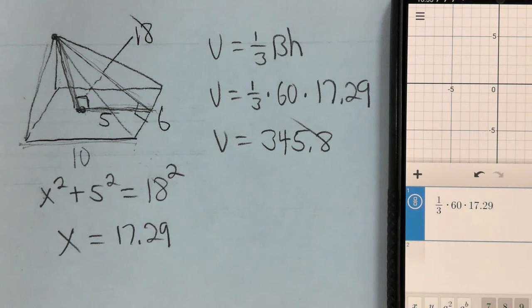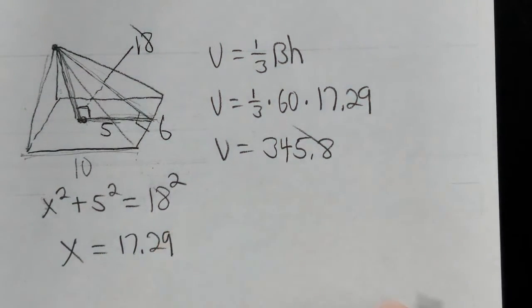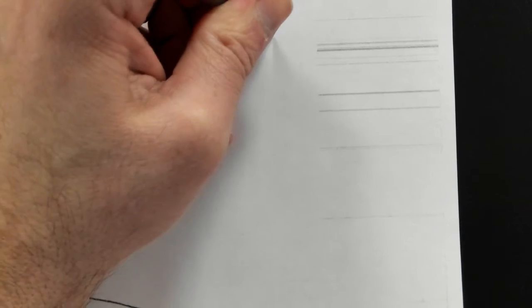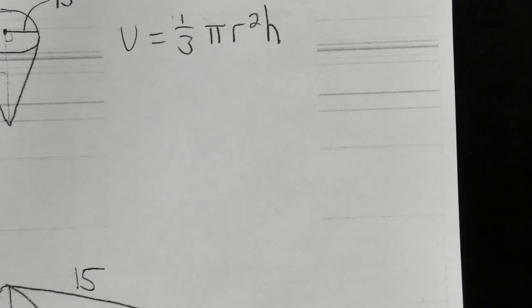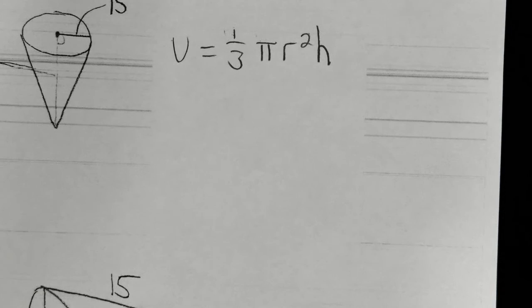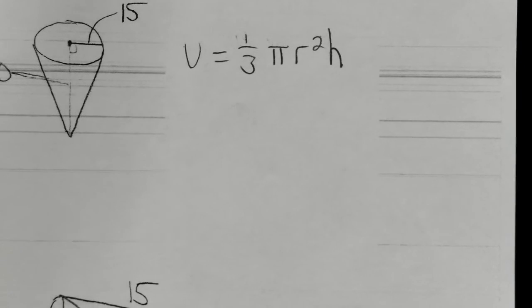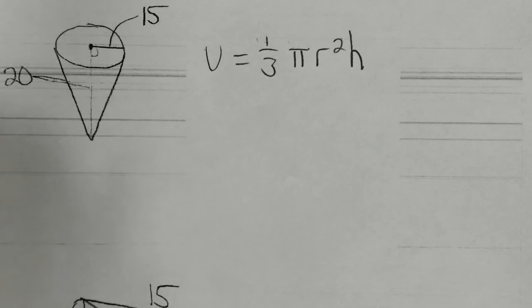And once again, we're in cubic units. All right, a couple more we need to look at here. Let's try a cone, and remember the formula for a cone is going to be V equals 1/3 pi r squared h. It's the same formula except we just changed the B to pi r squared because, like we said before, the base of a cone is always going to be a circle. It never changes. All right?